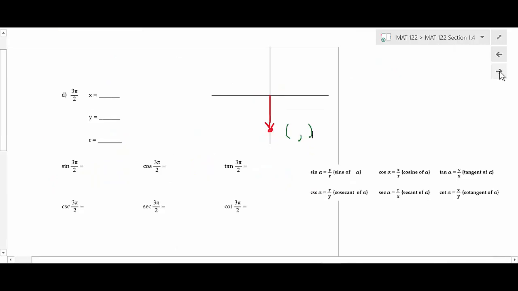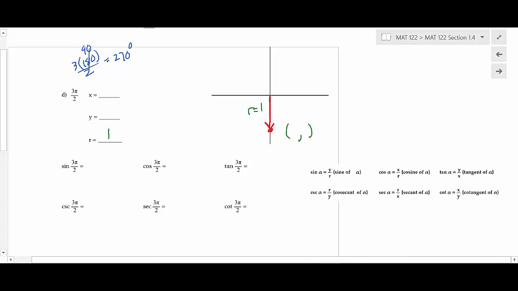Okay, moving to the next problem. Now we're at 270 degrees. And again, this is really 3 times 180 over 2. So 3 times 90 is 270 if you convert that to degrees. Okay, so in your diagram, you're down on the y-axis. So again, you're always going to let r be 1.